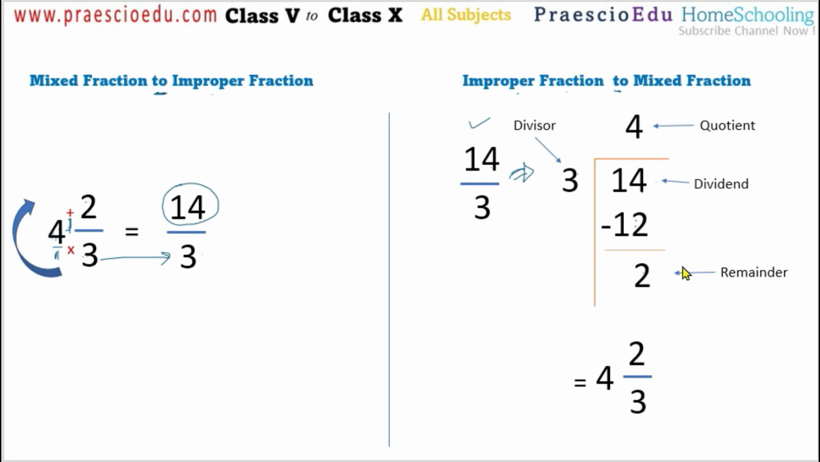So this remainder we keep in the numerator, and this quotient becomes the whole number. The remainder is in the numerator. Now this is a mixed fraction. So please understand this conversion, mixed to improper and improper to mixed.